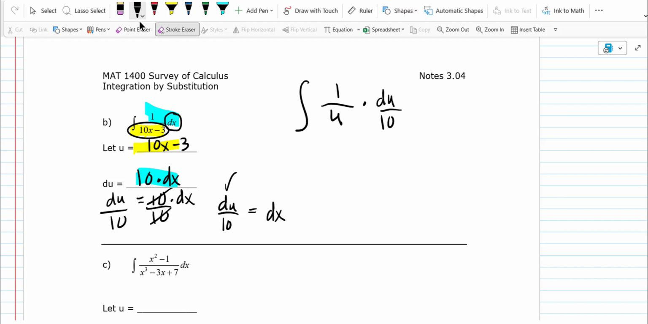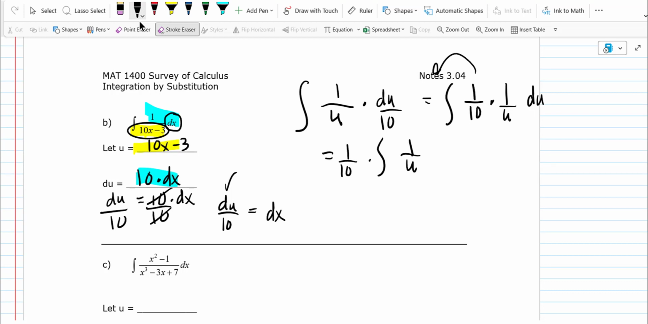So what you end up getting is 1/10 times 1 over u, if you want to write it that way. You have a 10th, and the 10th is a constant, so it can come out in front of the integral. So we have 1/10 times the integral of 1 over u du. What's the antiderivative? ln, good. So we get 1/10 ln of absolute value u plus c.